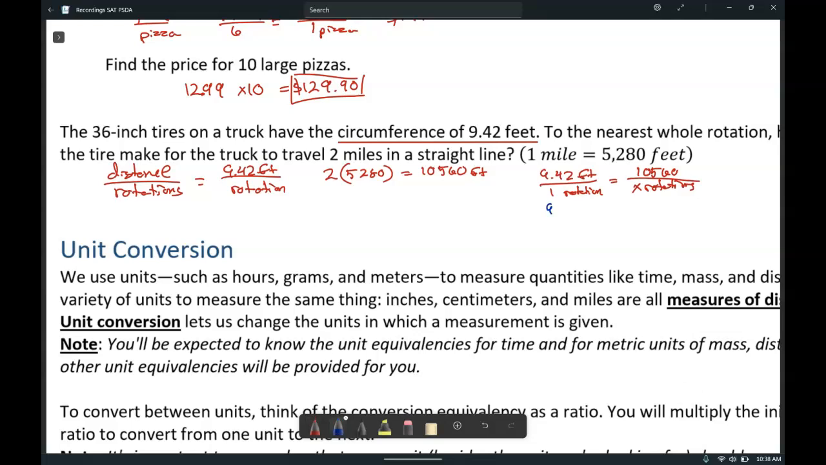So we have 9.42 feet. We can get rid of our units. 9.42x equals 10,560. Divide both sides by 9.42. And rounded to the nearest whole rotation is 1,121.